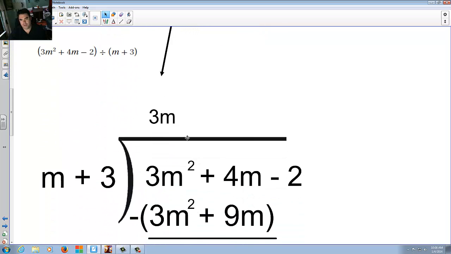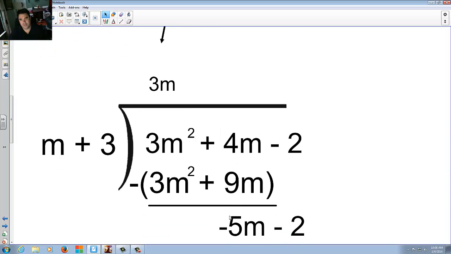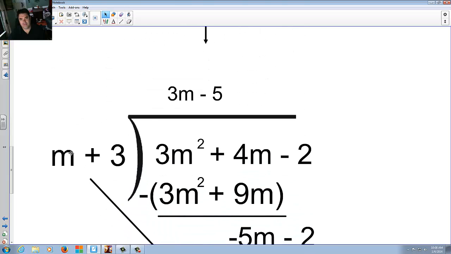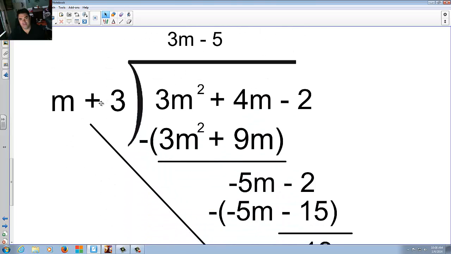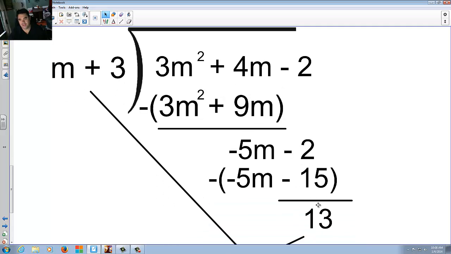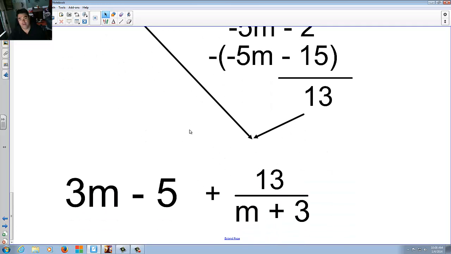3m times m is 3m squared. 3m times 3 is 9m. Negative switches the sign, so the positive is going to become a negative, so it's going to be negative 5m. Negative 2 comes down. 3m. We're going to also take negative 5 times m then. Negative 5 times m is negative 5m. Negative 5 times 3 is negative 15. Switch the signs. Going to make plus 15. Minus 2 makes 13. And 13 will be divided by m plus 3. There's your finished answer there.